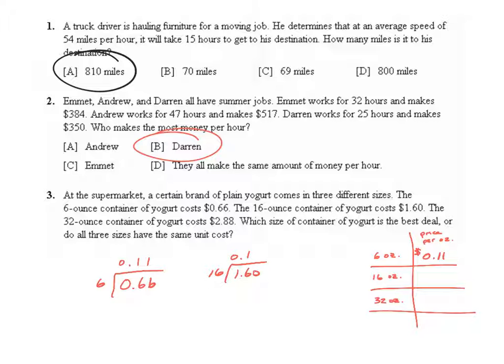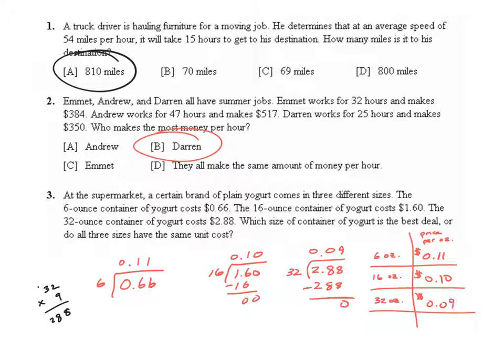The second container was $1.60, but it contained 16 ounces. You can again do this one in your head. It's going to cost 10 cents per ounce. And then our last one, it was the most expensive one, but you got the most out of it, 32 ounces. And unfortunately, I'm going to have to do some side multiplication here. 32, I'm going to guess maybe 9 times, because 32 times 10 is 320. And yes, it looks like it is going to go in 9 times with no remainders. So the 32 ounce container of yogurt costs 9 cents per ounce.